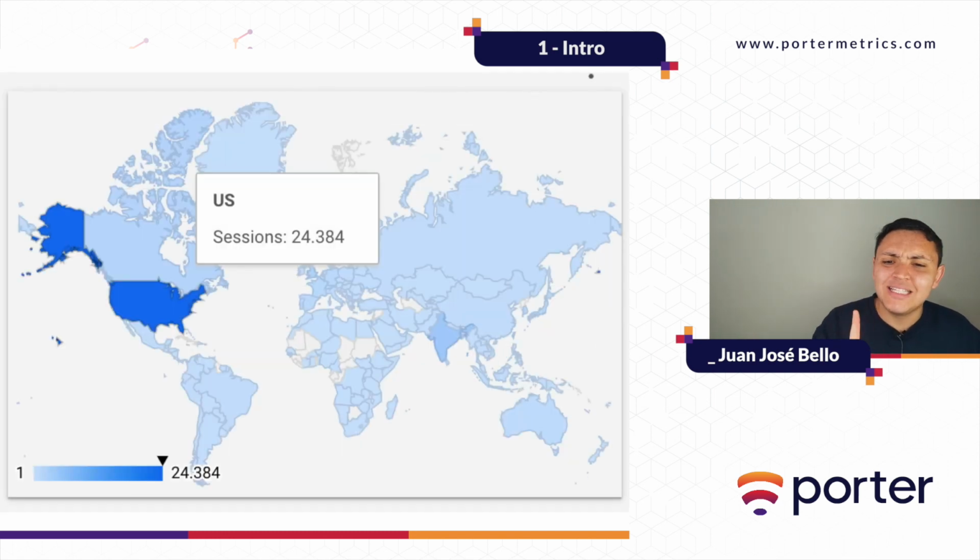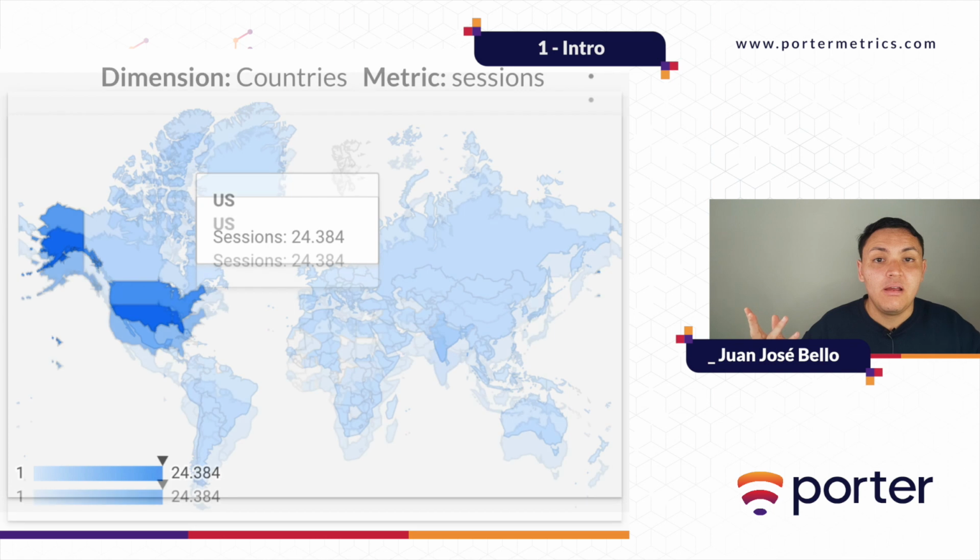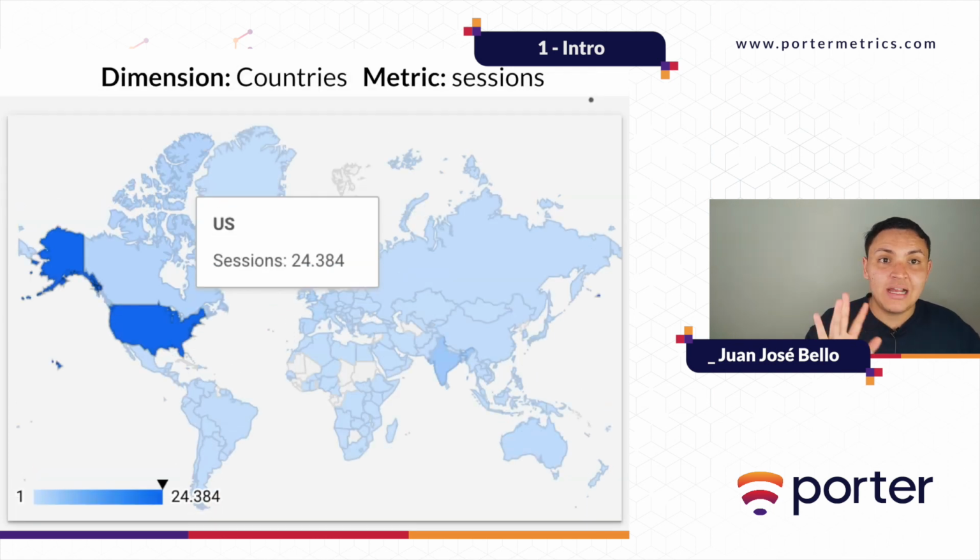Another example is this map. I am visualizing sessions, my website traffic, and I am breaking it down by geography, by country. Let's see this example. For this map, I need a dimension and a metric: I have sessions, I have countries.